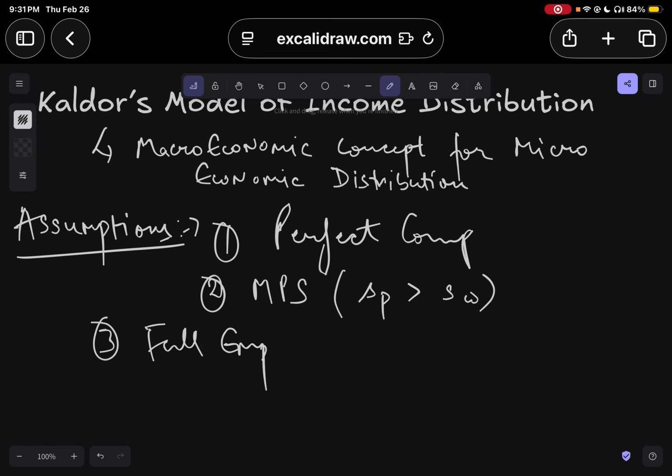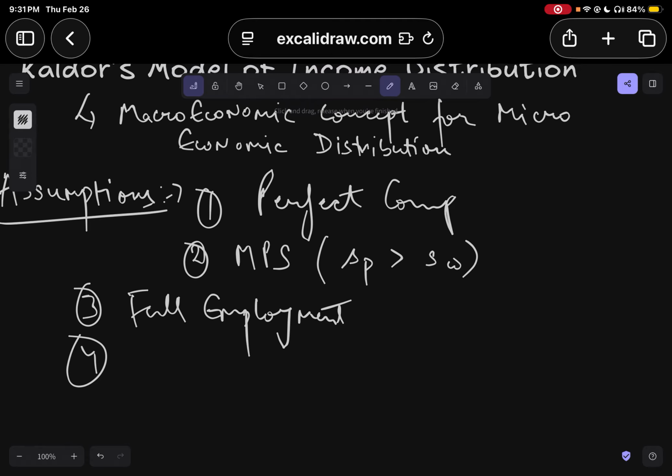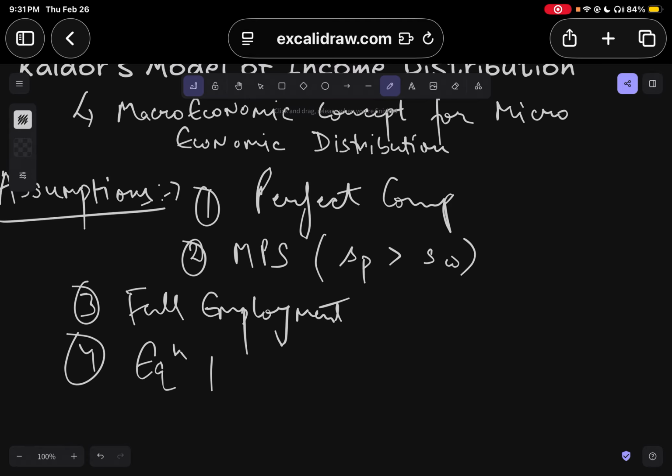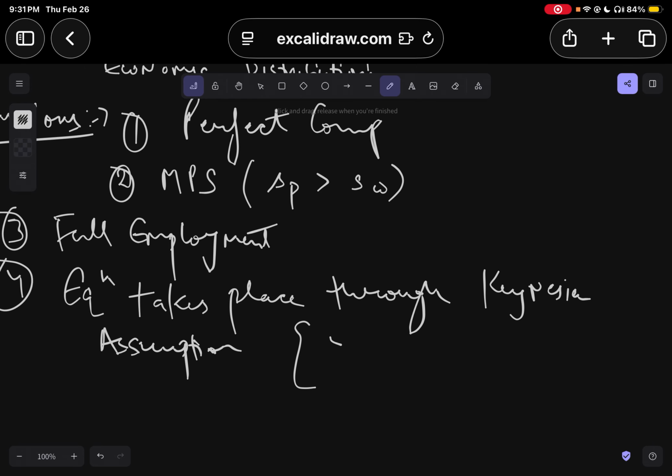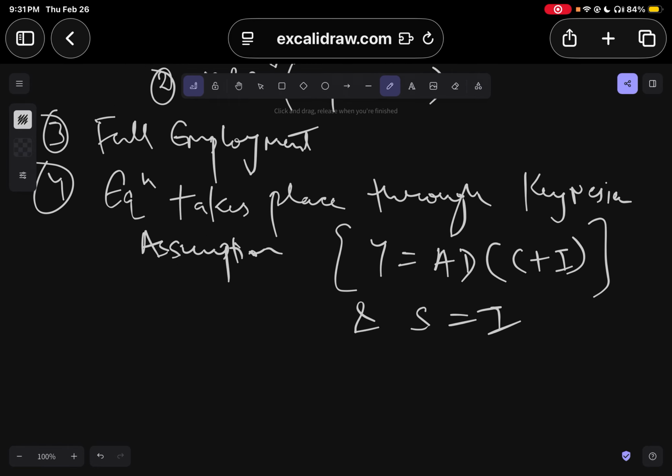So full employment. Fourth assumption is equilibrium takes place in the economy through Keynesian assumption. So equilibrium, Keynesian assumption, which states Y equals AD, C plus I, and S is equal to I. Kaldor used Keynesian equilibrium to derive his equilibrium.